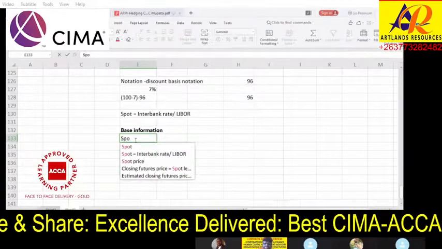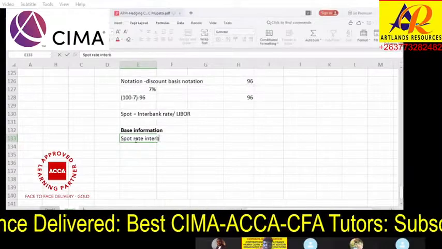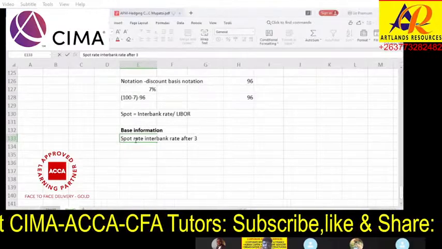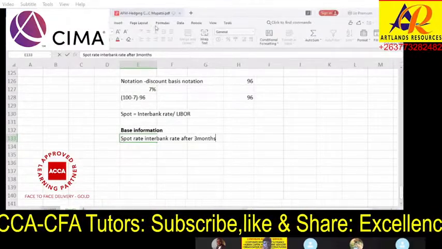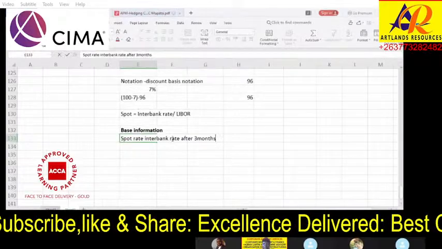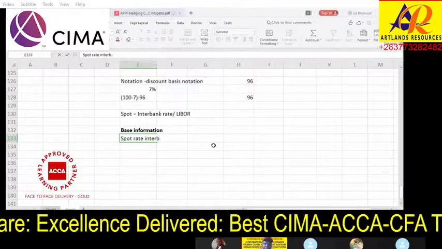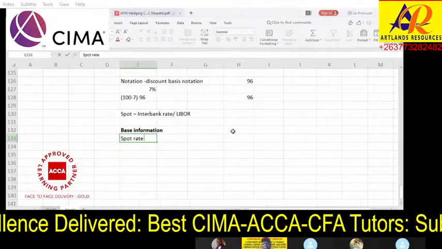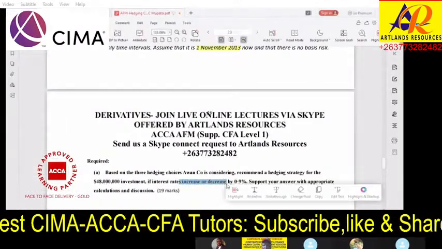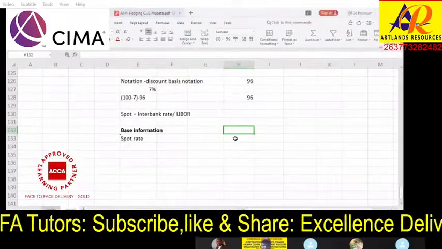Spot rate. By spot rate, we are saying interbank rate. Let me just say spot rate. But there are two scenarios in the question. They are saying if interest rate increases or decreases, you notice this part. So let us accommodate the possibilities.